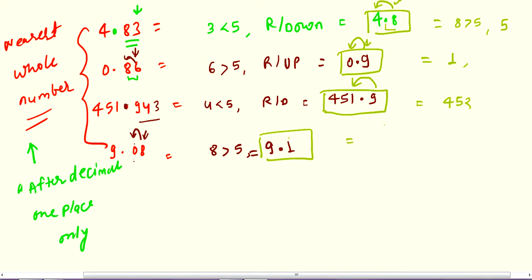Then this 9.1: this 1 is less than 5, so this is the case of rounding down. So 9.1 can be written as 9 only. So this is the required answer for rounding to the nearest whole number. Question number 2 you can solve. You have to multiply, then you have to convert to the nearest 100th.